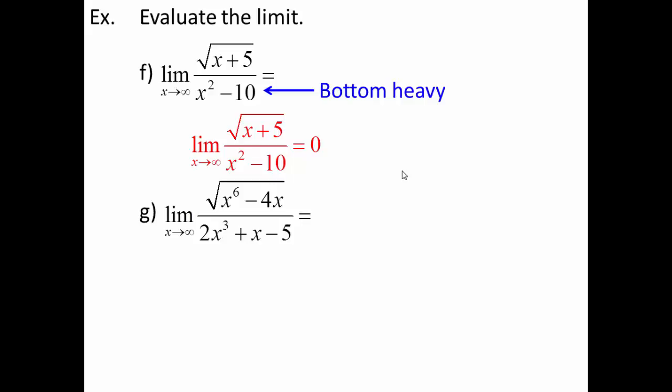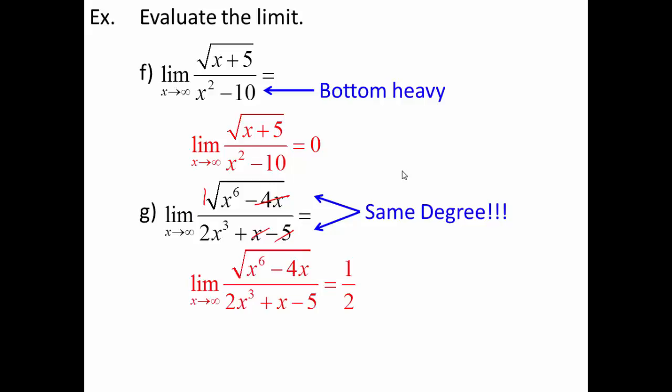On the next one, I see a slightly similar problem, but this one is going to work out a little bit differently. Of course, the 4x, the x, and the 5 don't matter as we go to infinity. I simply have the square root of x to the 6th over 2x cubed. Now keep in mind the square root of x to the 6th is x cubed. Since I have x cubed on the top and x cubed on the bottom, we have the same degree top and bottom. Remember, when we have the same degree, it's not top heavy, it's not bottom heavy. We look at the leading coefficients. The leading coefficient on the top is 1, on the bottom is 2, so our answer would be 1/2. This one is going to have a horizontal asymptote leveling off at exactly 1/2.